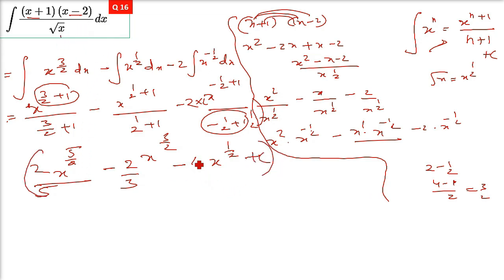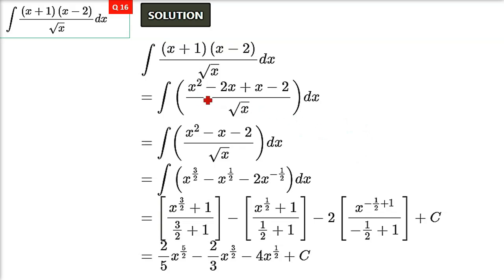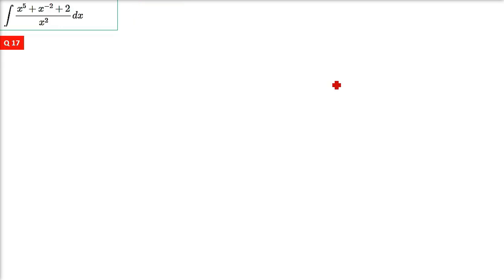Please remember, as I told you, x raised half you can keep because all others are x to the power, or you can keep it as under root x. It's up to you. So this is the result we were talking about. And these are the step-by-step solution which I indicated earlier. You just have to use one of the integration results here. Okay, this question also is similar, almost similar. So we are going to do it quickly.